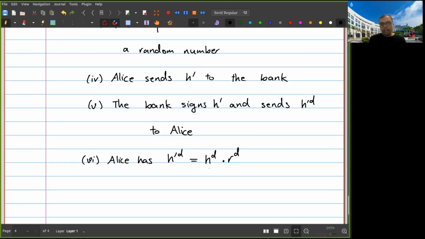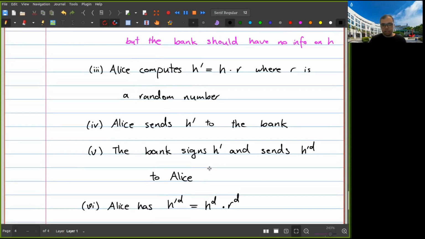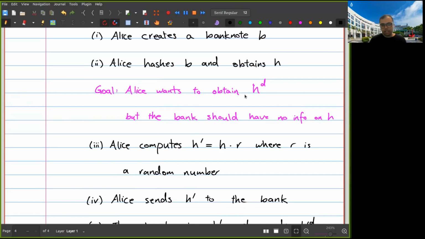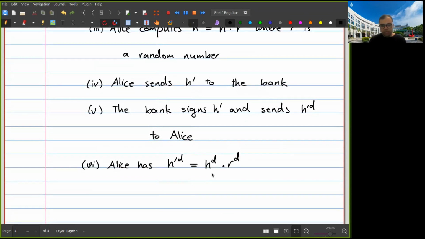So if only Alice could get rid of this R to the power of D factor, she would be happy, right? Because remember, Alice wants the signature on H, which is H to the power of D. But what she's getting here is not really H to the power of D. She's getting that multiplied by R to the power of D. So we want to somehow get rid of this part. But the problem is that as Alice, we don't know D, because D is the private key of the bank.